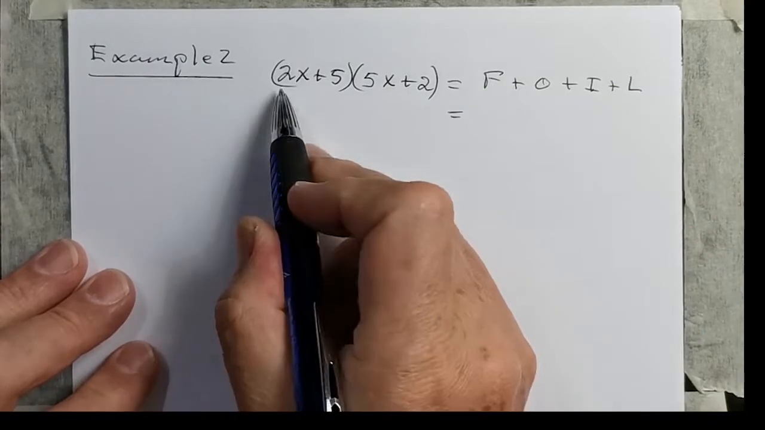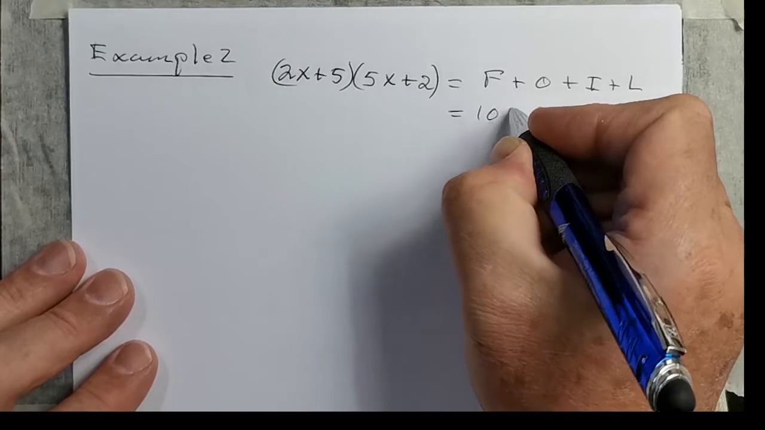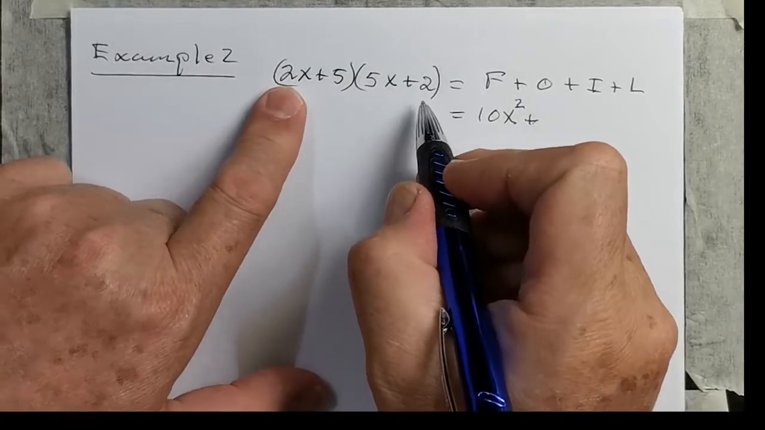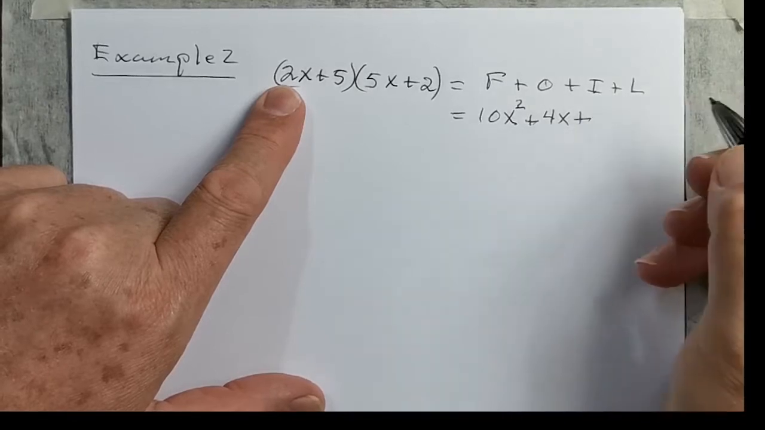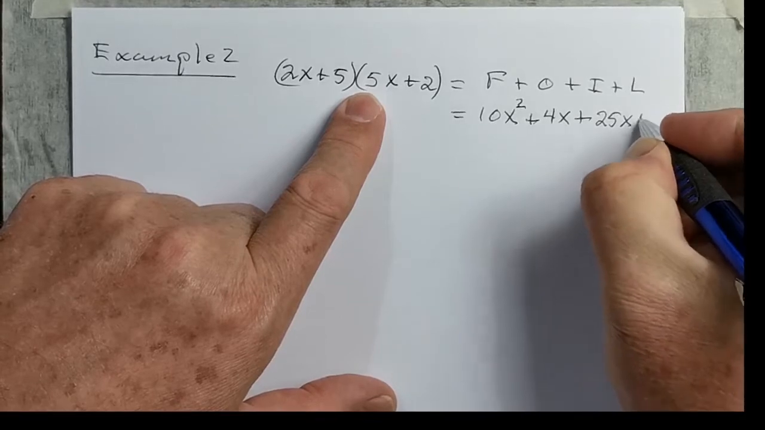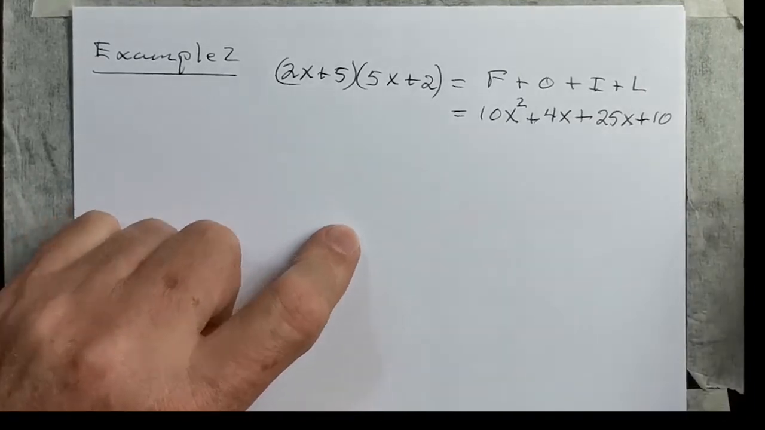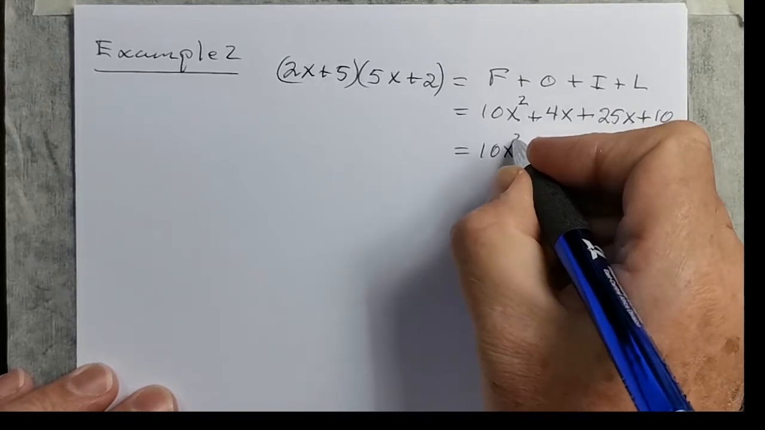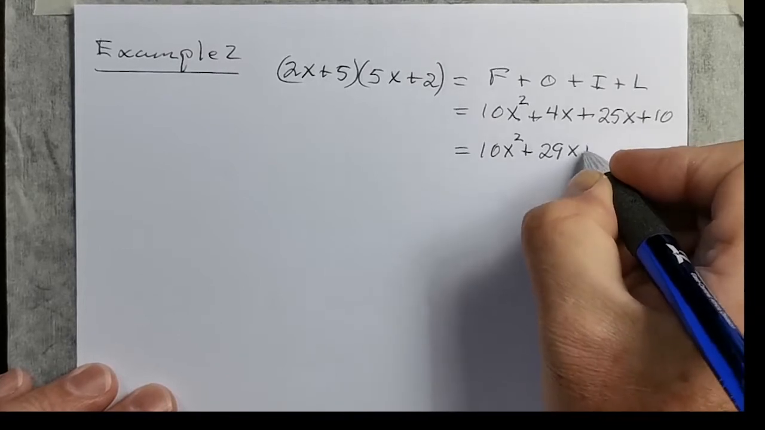Our first terms, 2x times 5x, is 10x squared. Plus the outer terms, 2x times 2 is 4x. Plus the inner, that's 5 times 5x, or 25x. Plus the last terms, 2 times 5 is 10. So this simplifies down then to 10x squared plus 29x plus 10.